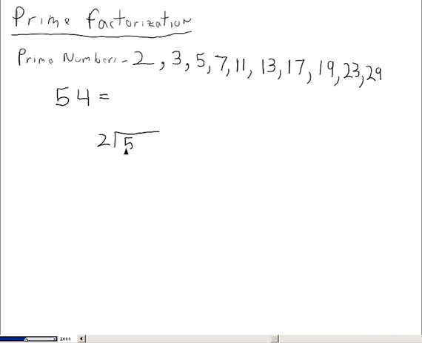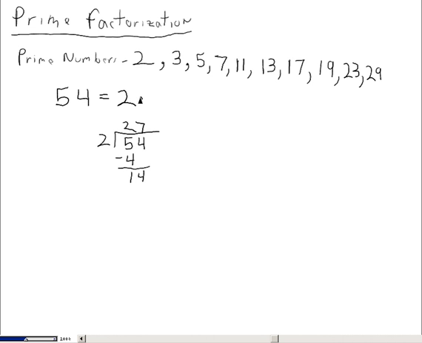Well, let's go ahead and do this here a second. 2 goes into 5 2 times. 2 times 2 is 4. And when I subtract that, I get 1. Bring down your 4. 2 goes into 14 7 times. So far we have 54 is 2 times 27.